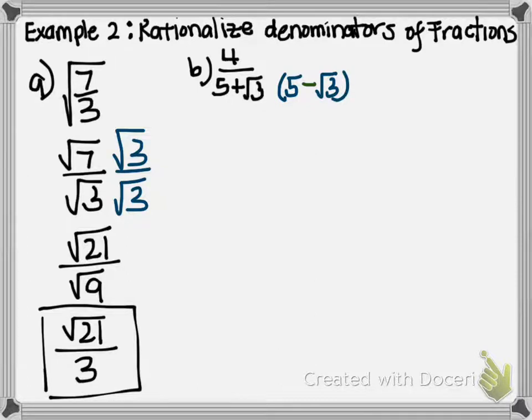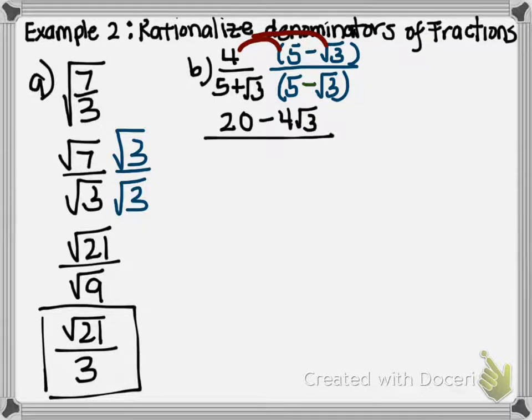It's a fraction, so you want to multiply it with a factor of 1. So you want to go ahead and multiply the top by 5 minus the square root of 3. At this time, you have to also recognize that all we're doing here is the distributive property. So for the top, we're going to multiply 4 times the 5, which gives you 20, and then multiply 4 times negative square root of 3, which is negative 4 square root of 3.